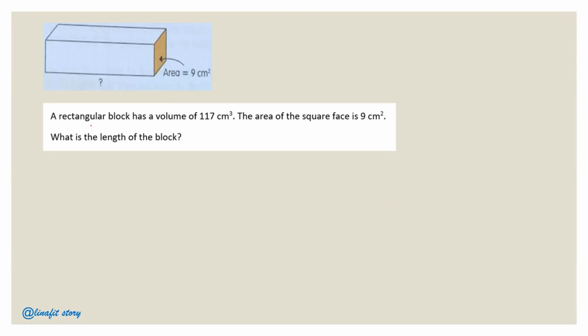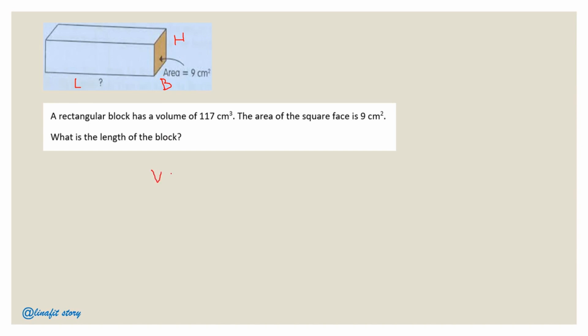A rectangular block has a volume of 117 cubic cm. The area of the square face is 9 square cm. What's the length of the block? So please take a look over here. This is a cuboid. This is the length. This is the breadth. And this is the height. The area of the shaded face consists of its breadth and its height.